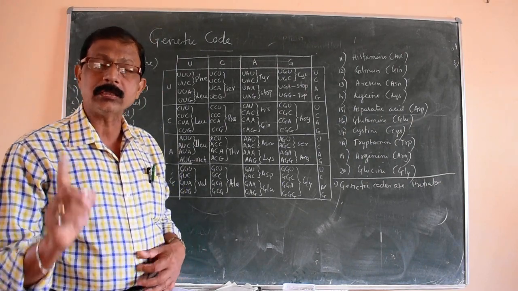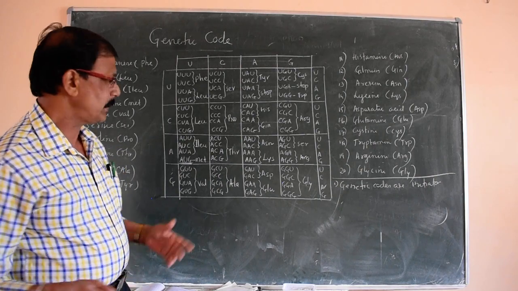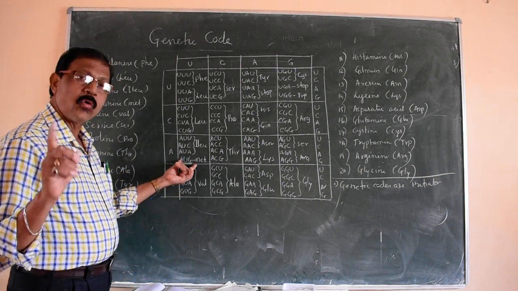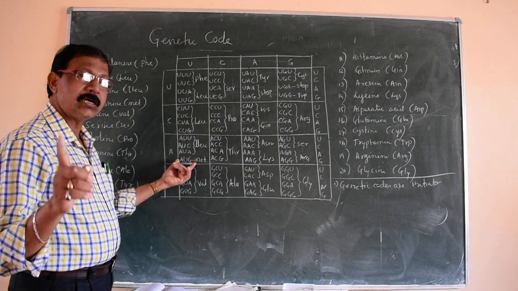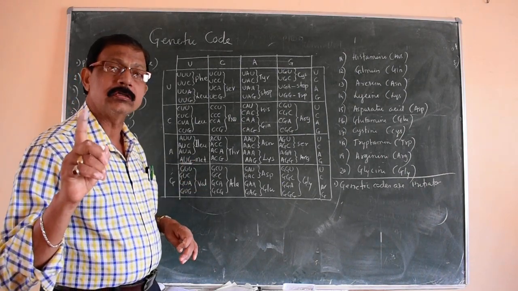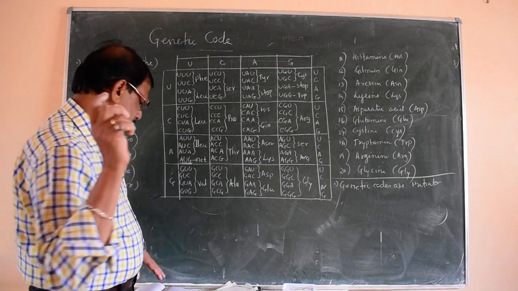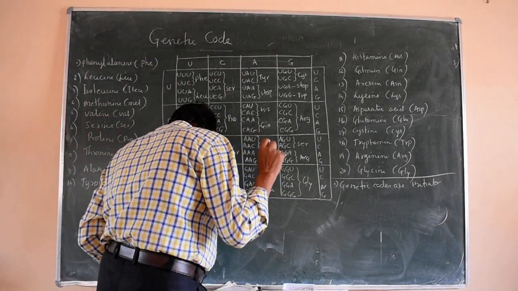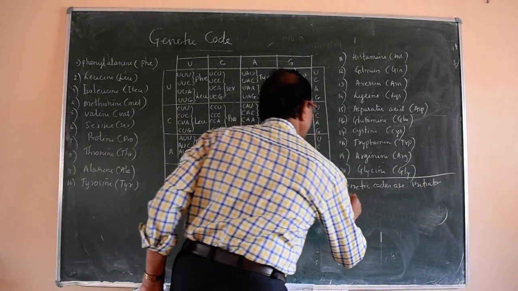Only if AUG is there does protein synthesis happen, otherwise it does not. That is why the code AUG is called the initiator codon, and it codes for methionine amino acid only. Okay, next, the next one is that the codes are universal.